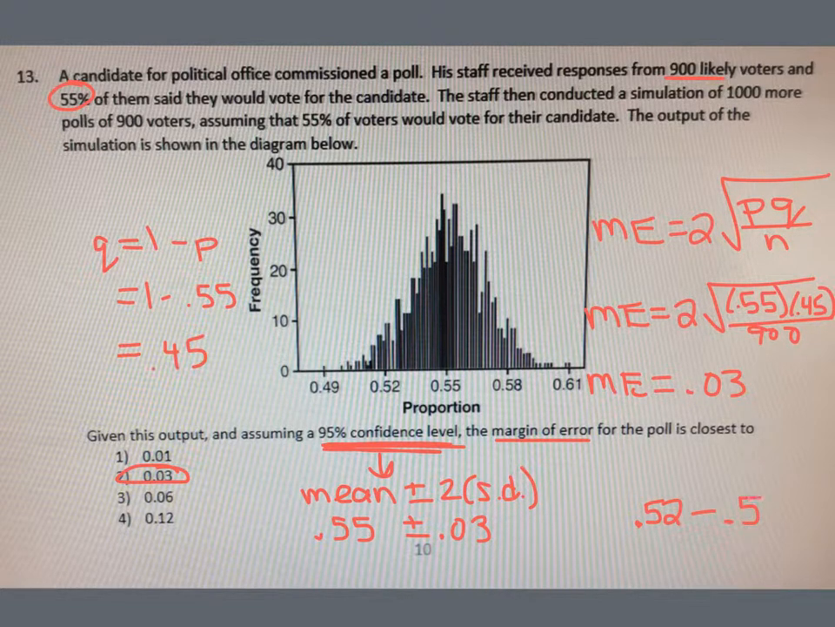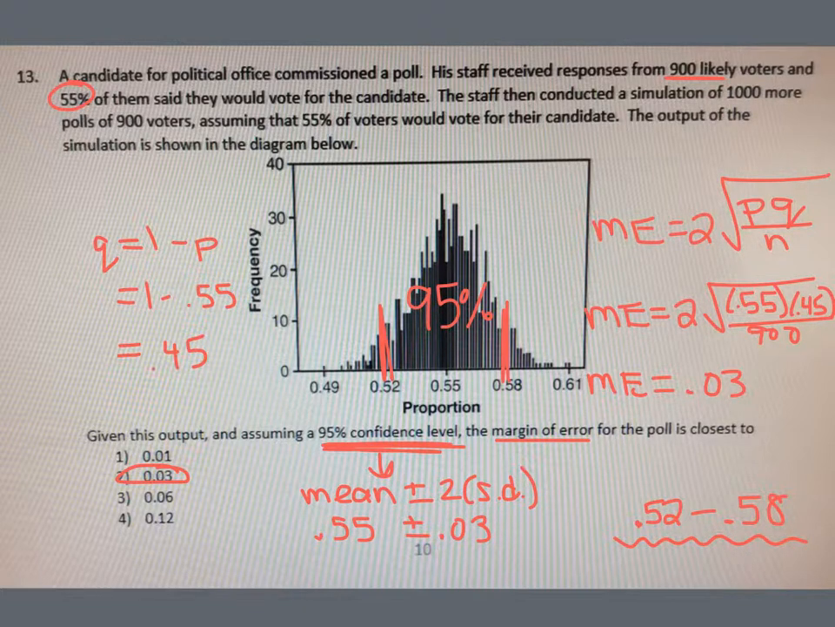So what that means is this interval right here is where approximately 95% of the data should lie. So if we look from here to here, approximately 95% of our data should lie within that.